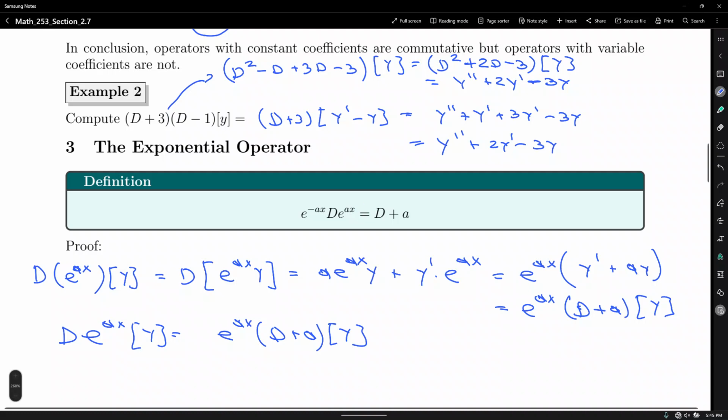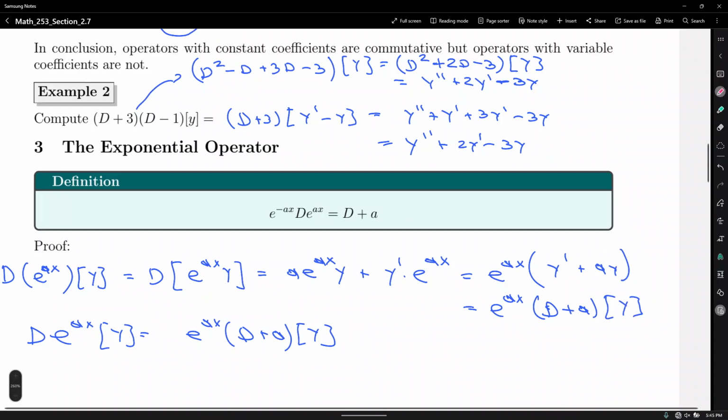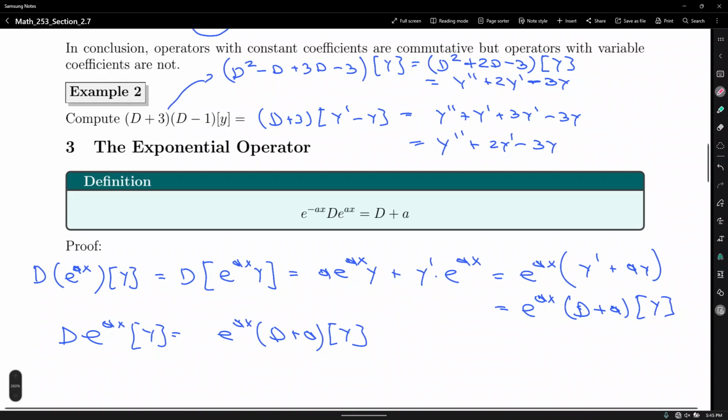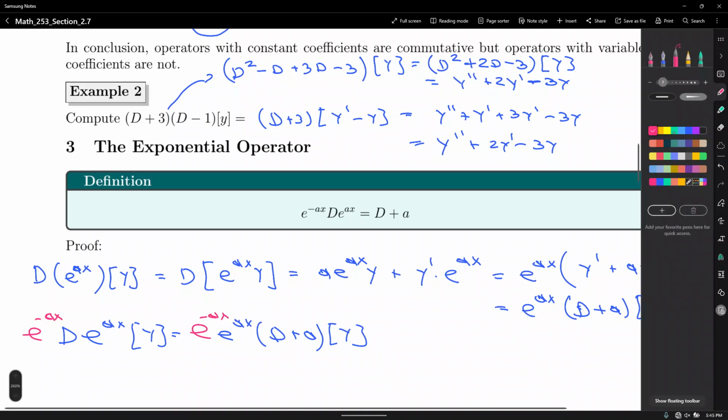Now, I'm going to simplify this expression by multiplying both sides by e to the negative ax. However, I'm not just multiplying. In linear algebra, there's something called multiplication to the right or multiplication to the left when it comes to matrices. You may have seen that before, because the order of the multiplication of matrices actually matters. In this case, it also matters with operators. I'm going to multiply e to the negative ax to the left, all right? To the left.